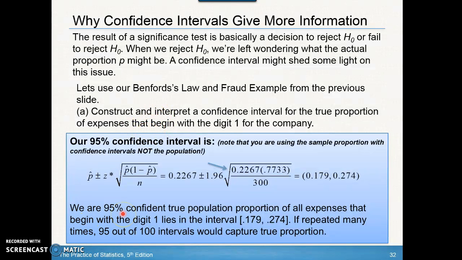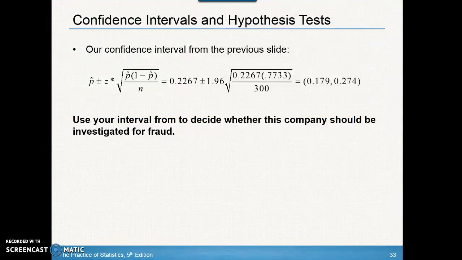Notice this is not the same as a conclusion, so you want to be careful. This is just telling what that confidence interval means. We are 95% confident that the true population proportion of all expenses that begin with the digit 1 lies in this interval. If repeated many, many times, 95 out of 100 intervals would capture the true proportion. Just like I said, this is not a test. You're not coming up with a conclusion. This is just interpreting what that confidence interval says.